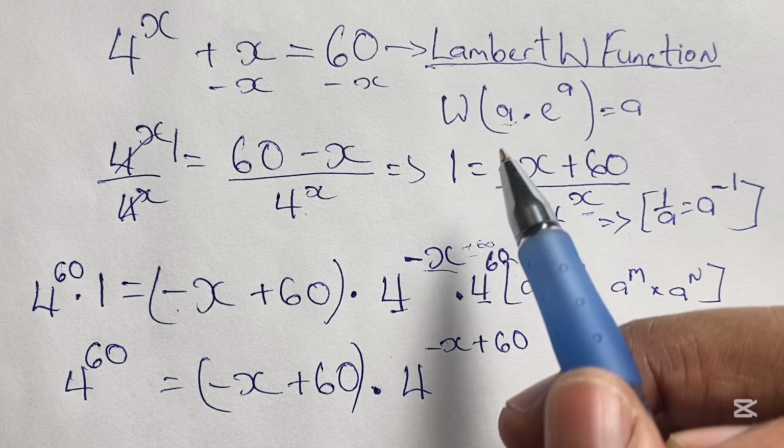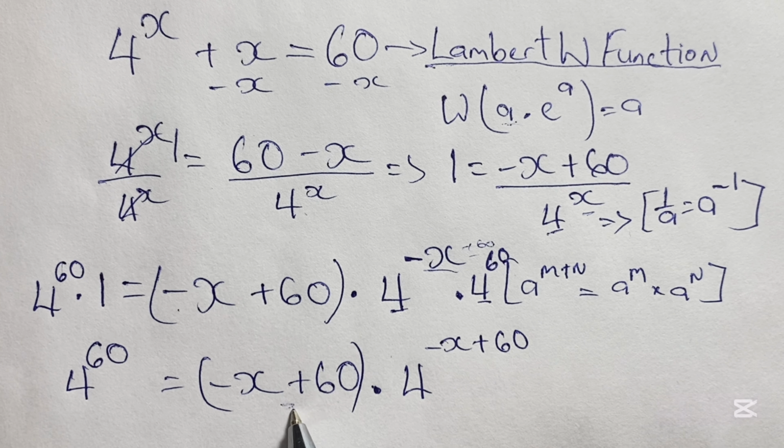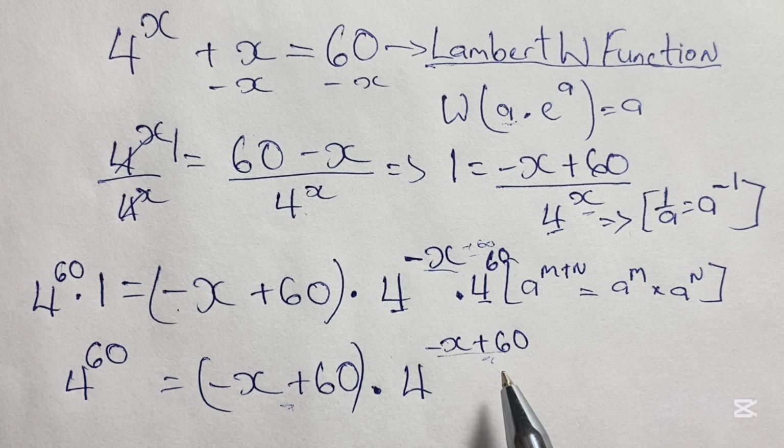Now as we are saying, we are trying to write our equation in the form a times e to the power of a. Now if we look here, we see -x + 60, and in the power we also see -x + 60, but we don't see the value of e.